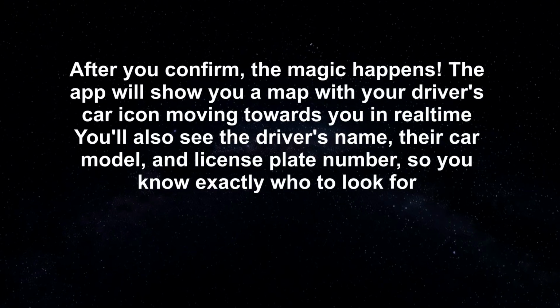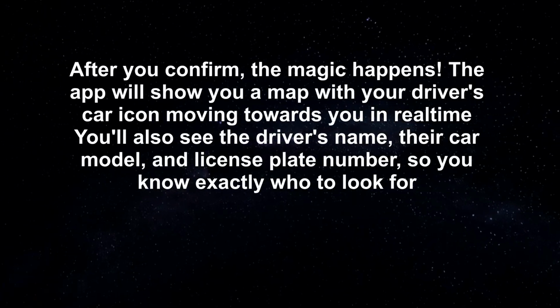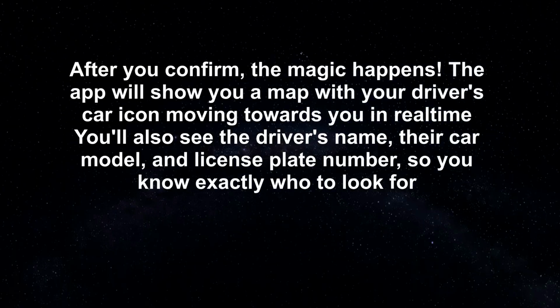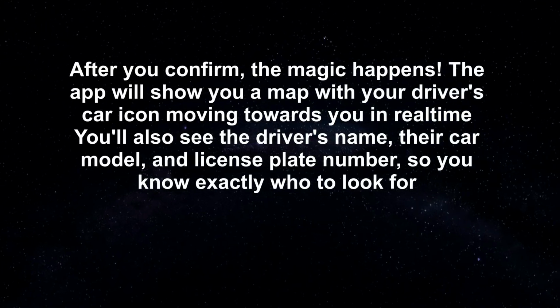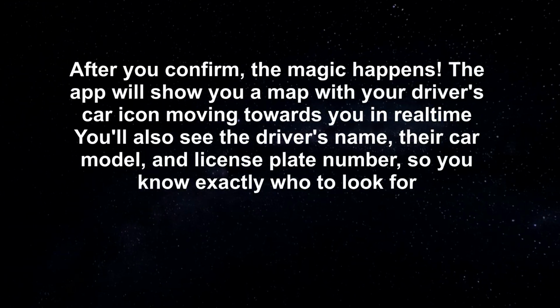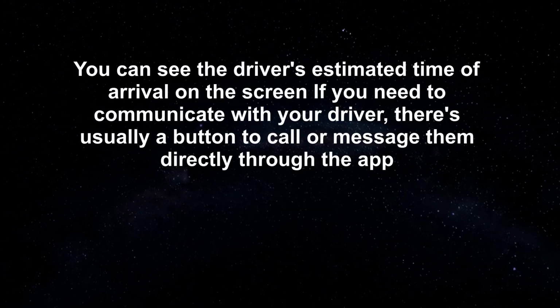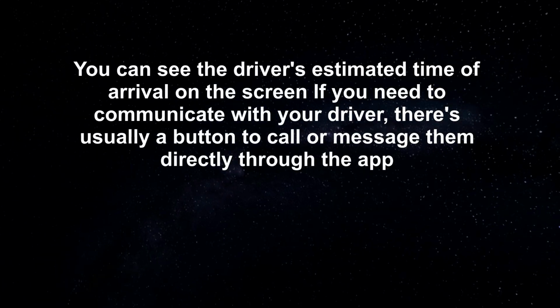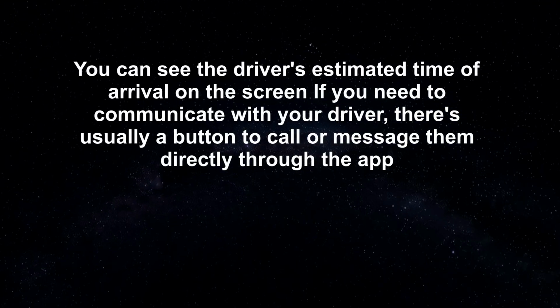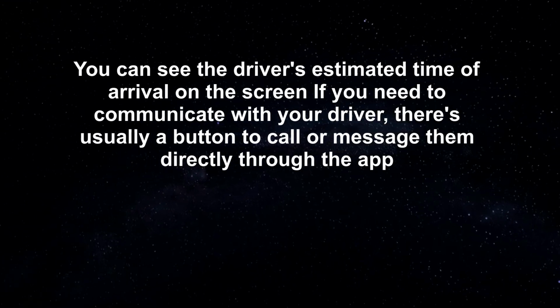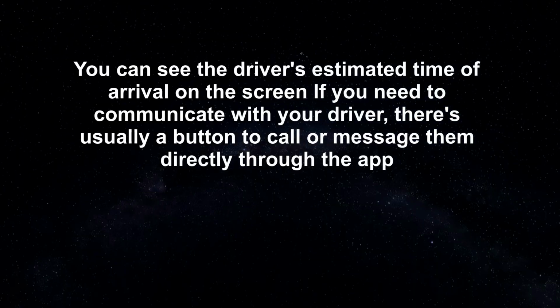The app will show you a map with your driver's car icon moving towards you in real time. You'll also see the driver's name, their car model, and license plate number, so you know exactly who to look for. You can see the driver's estimated time of arrival on the screen. If you need to communicate with your driver, there's usually a button to call or message them directly through the app.